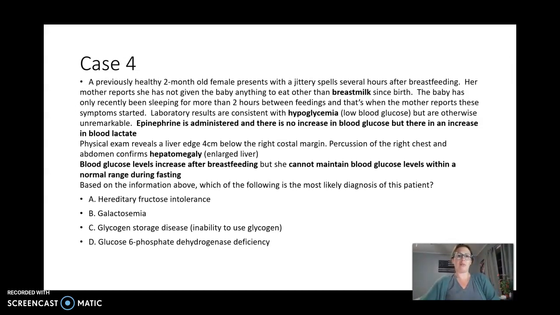And you can see here that epinephrine was administered and there was no increase in blood glucose, but this would have that increase. And this is showing that there was an increase in blood lactate, which GALT has no effects on the blood lactate levels.